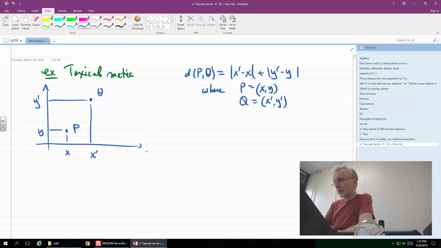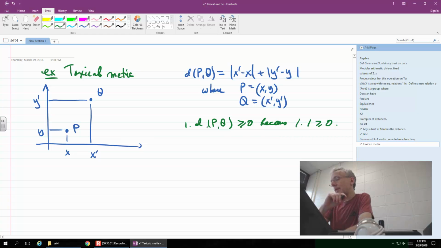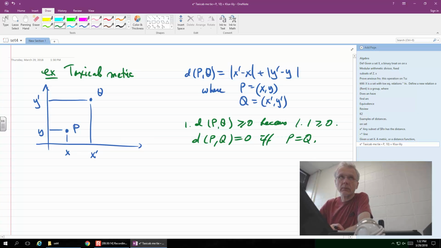Okay, so we have to demonstrate axiom 1. To begin with, that part is kind of obvious, right? So part 1 of axiom 1: d(P,Q) is naturally larger than or equal to 0, because the absolute value is always larger than or equal to 0. So that's easy. That's the non-negative property. The second property requires a little bit of work, very little. The distance between P and Q is equal to 0, that's what we're supposed to prove, if and only if P and Q are the same point.